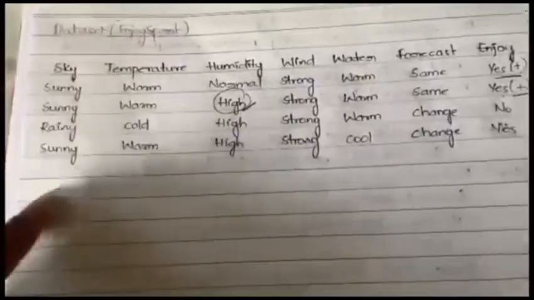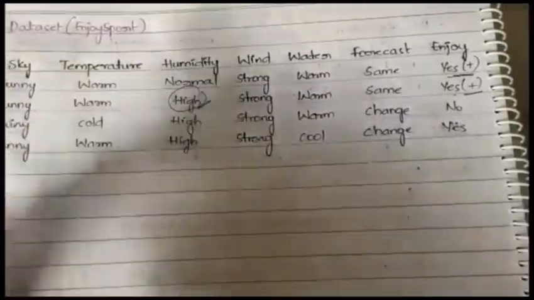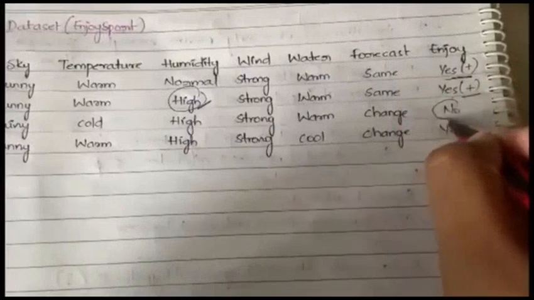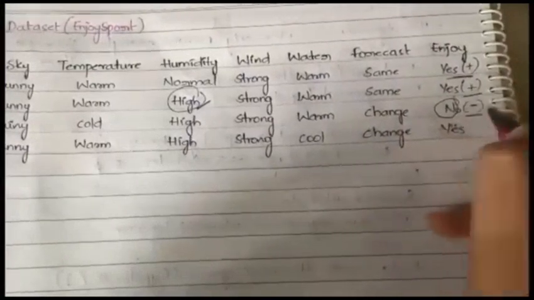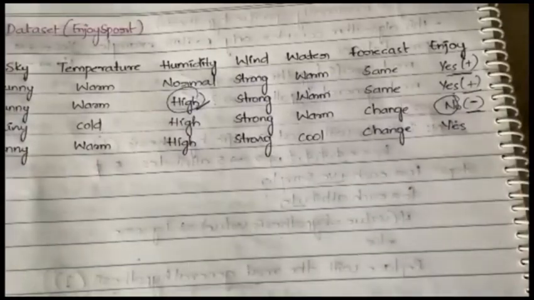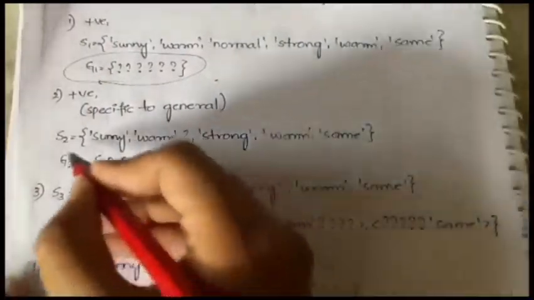You need to compare the already defined specific hypothesis with a new example. First, sunny and sunny. Let it remain the same. Warm and warm. Let it remain the same. Normal and high. Here, the values are different, right? So, in place of normal, you should replace it with a question mark.